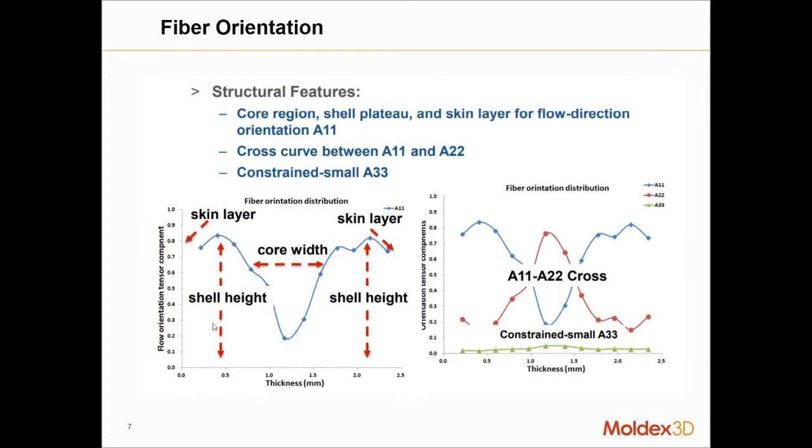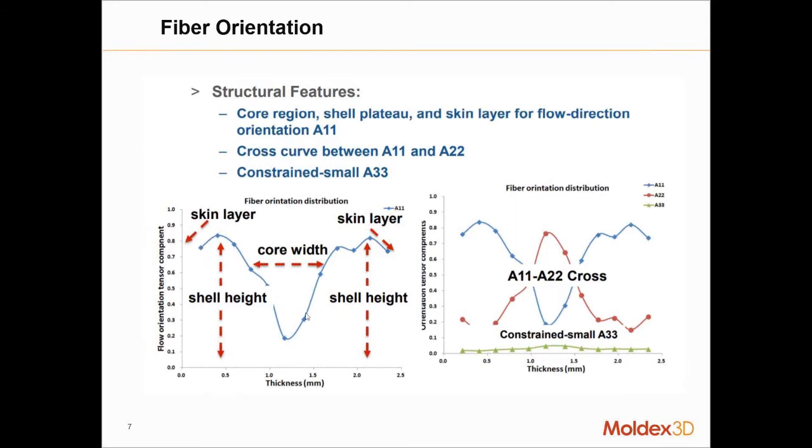And the fiber orientation plot here is divided into three main sections. We have the skin layer, which is right at the surface. This has almost no thickness at all. You can see that with respect to the entire thickness, the skin layer is extremely thin. We have the shell layer, which is just inside of the skin. And then we have the core layer, which is between the two shells. So we'll have a skin, a shell, a core, and then on the opposite side we'll have another shell and a skin.